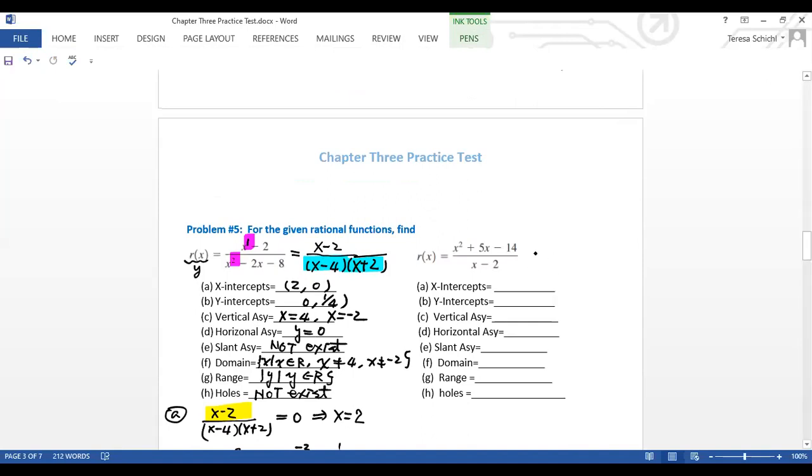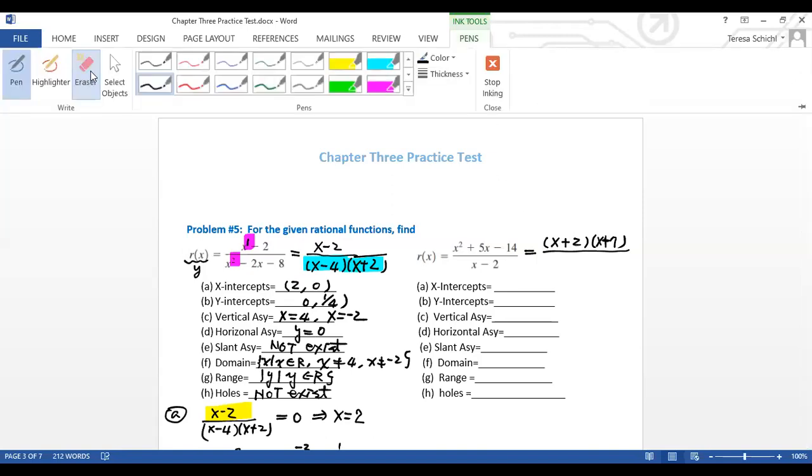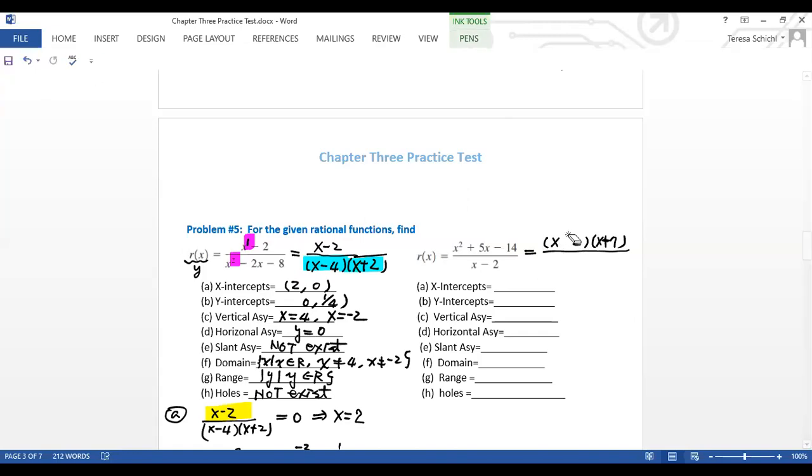This one, every time we see a rational function, let's factor it. So this one could be x minus 7, right? Okay, no, this is plus. So this is a plus 7, and this is a minus 2, and this is a minus 2 here. Oh boy, right? Okay, so now you see these two can cancel.